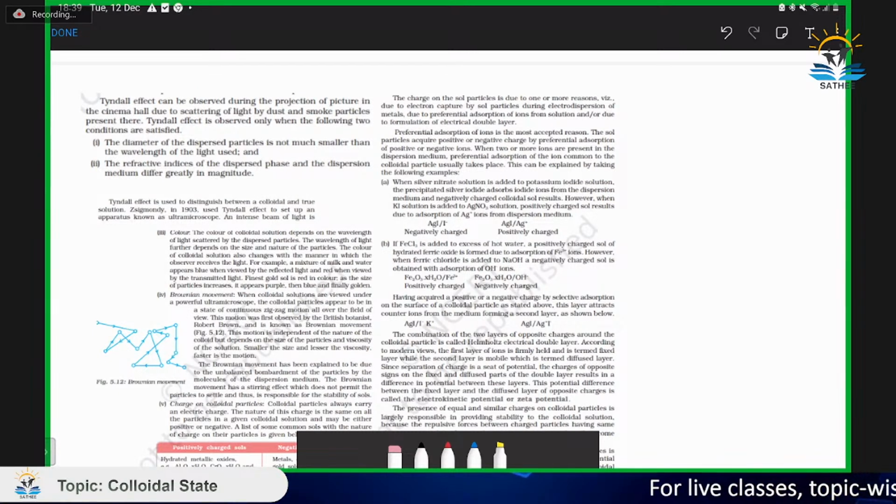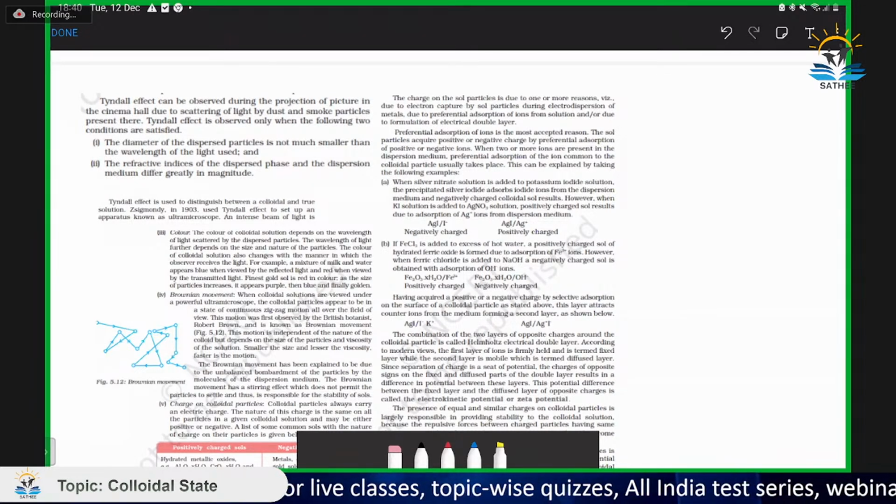Another property is Brownian movement, essentially the movement of colloidal particles in the medium. Random movement. The specialty of Brownian movement is that the particle moves in straight lines and suddenly takes turns. It doesn't move in curved paths or something.